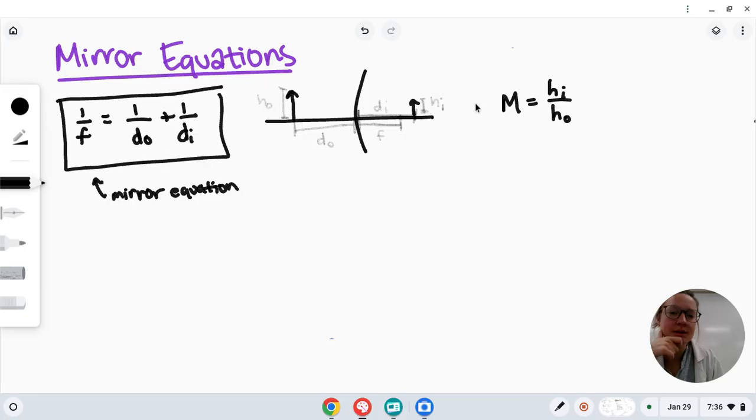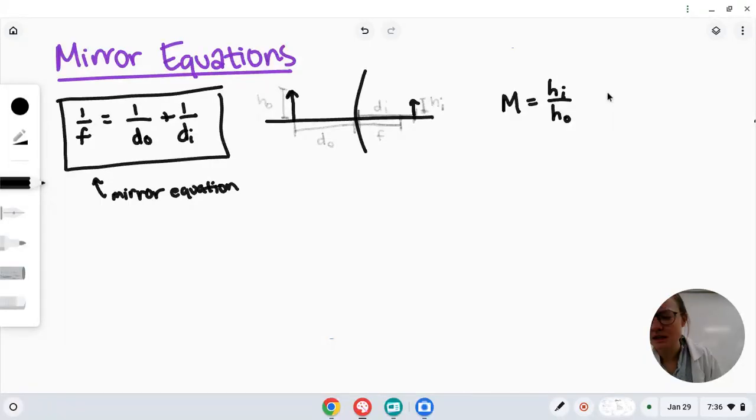If my image is bigger than my object, I'm going to get a big number here. That's going to mean it's a number that's greater than 1, meaning it's getting bigger. If the height of my image is less than the height of my object, I'm going to get a decimal here. That's going to mean that the image is smaller, that it's reduced in size. If they're the same size, then I'm going to get 1, and that means that there's no magnification at all. It's being multiplied by 1, which is itself, so it comes out the same height.